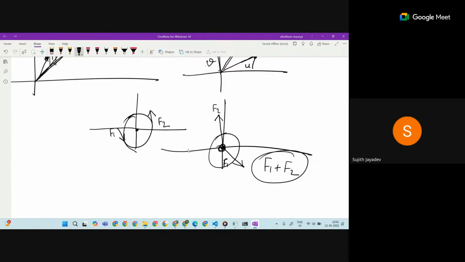But here when we add, we will get a force almost in the x direction. If you add these two forces, I don't know what the force is. Suppose both are equal. In that case, it will start rotating, right? Yes, it will start rotating.